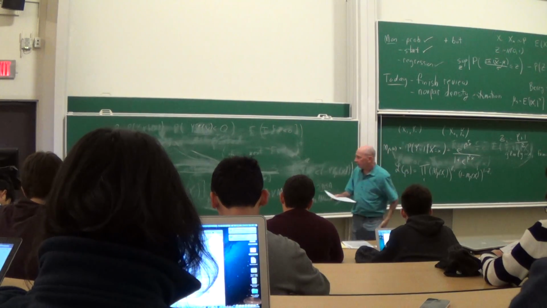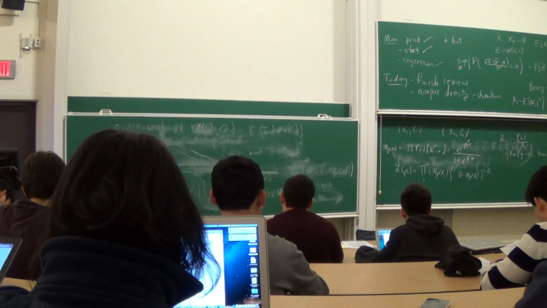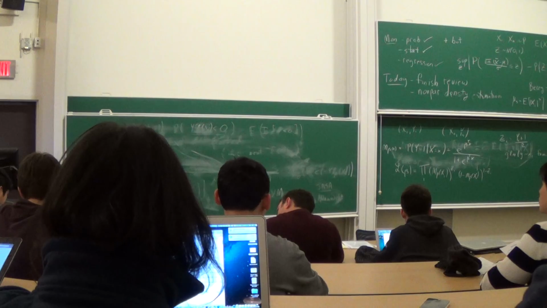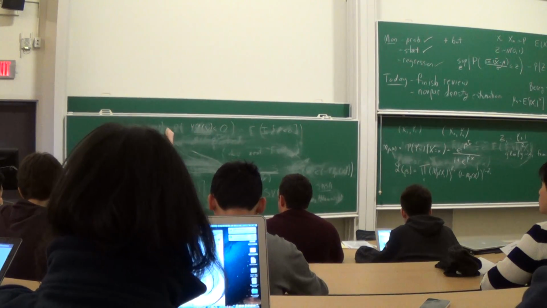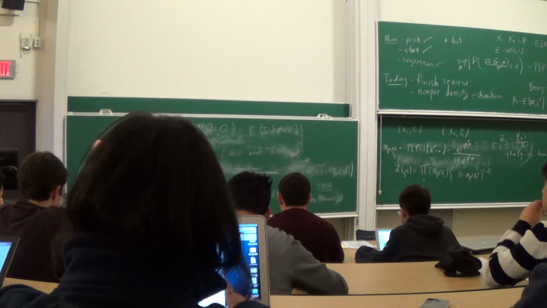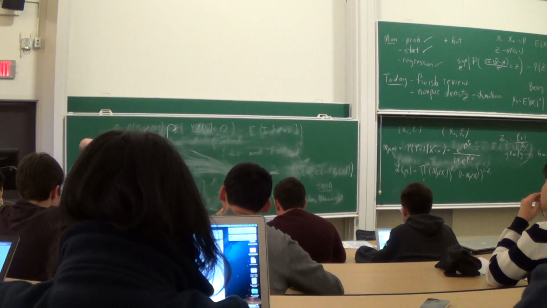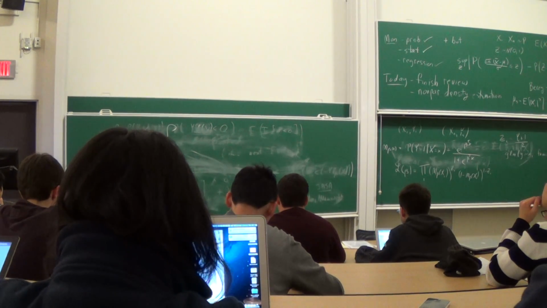So what's the basic problem? Well, I have x1 to xn sampled from some distribution p, and we're going to assume p has some sort of density function, little p. And the goal is to estimate little p.